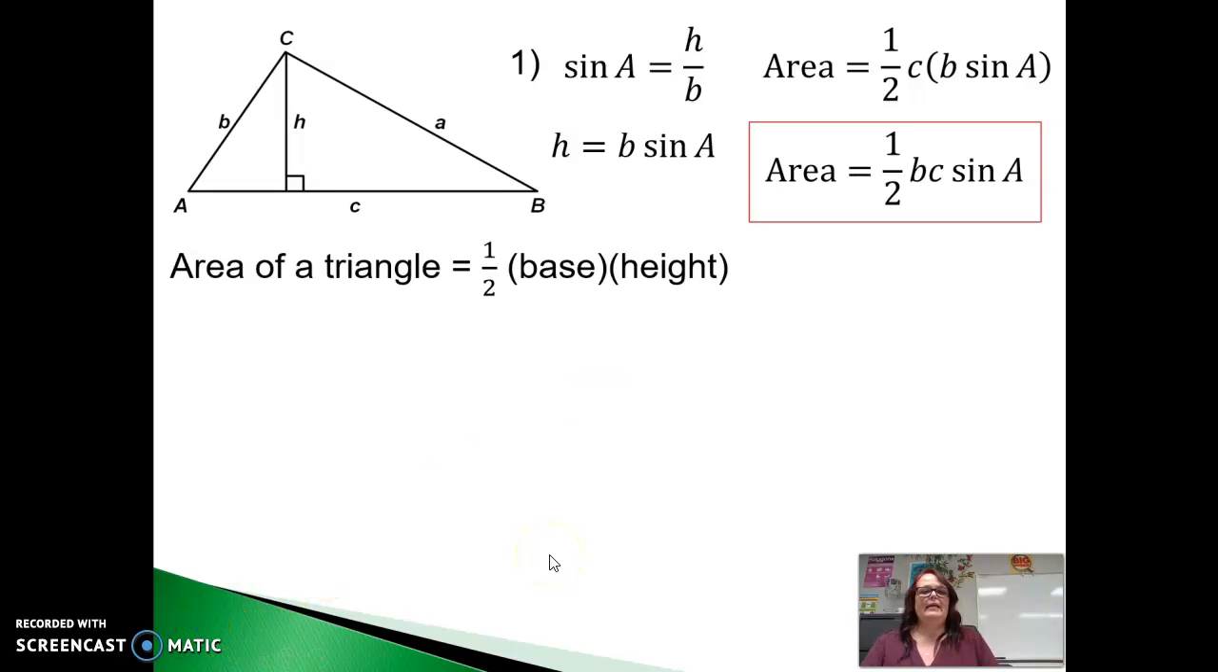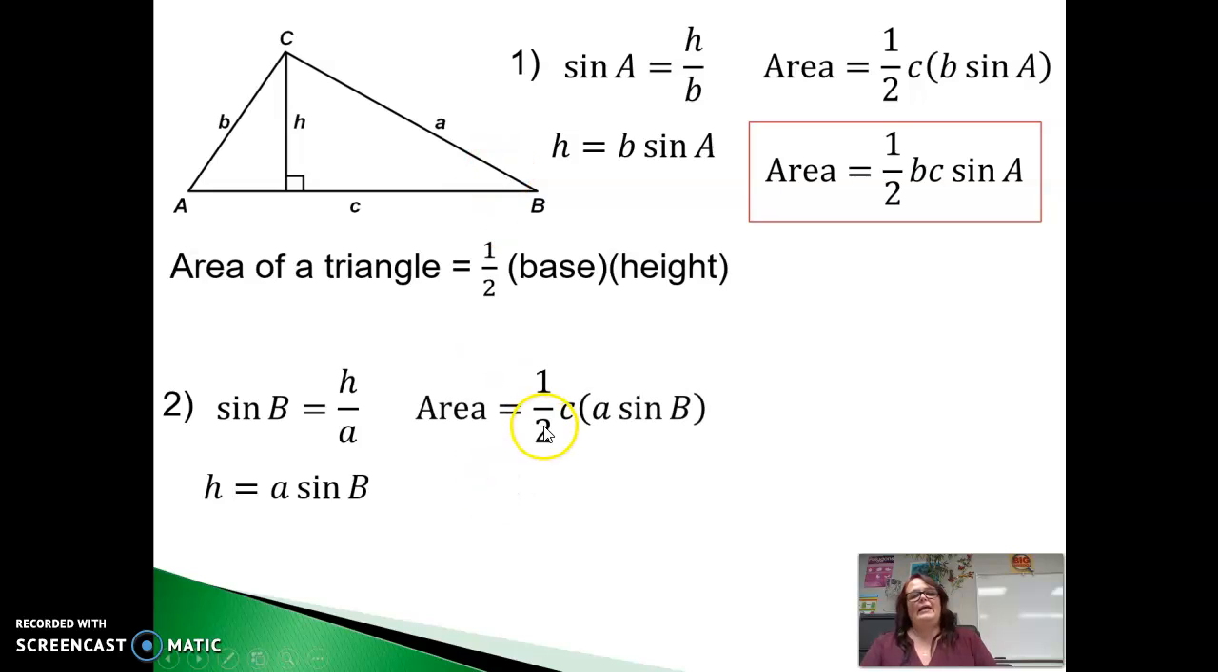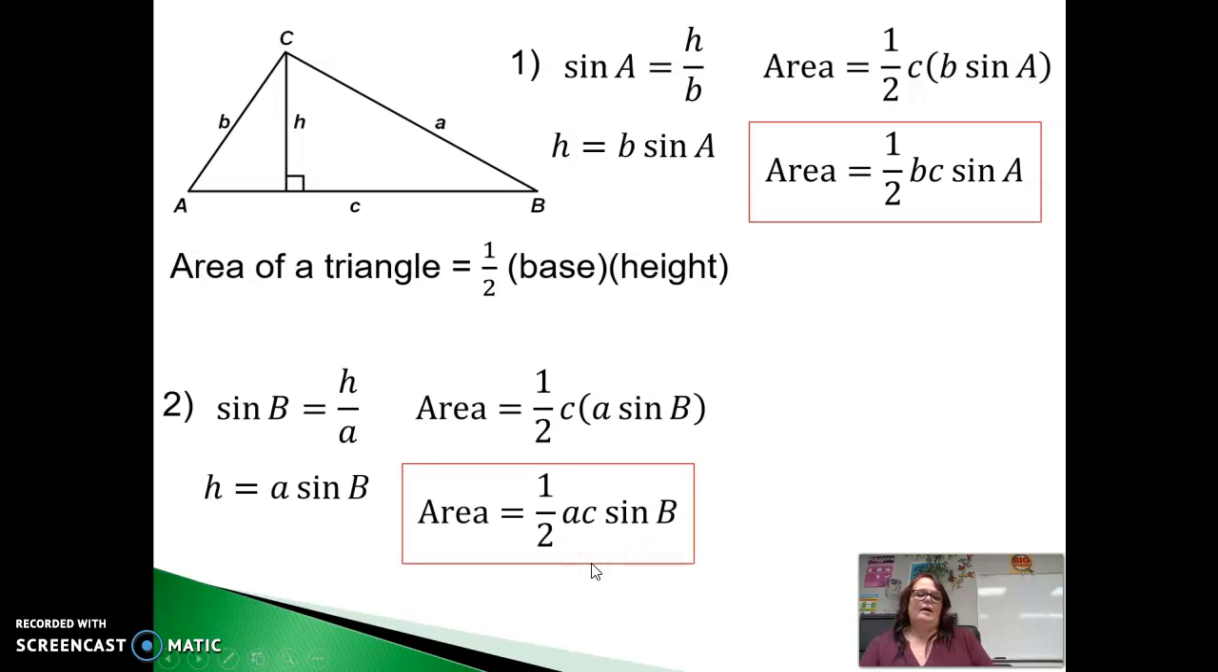All right, so then if I use the triangle on the right-hand side, we could say that the sine of B is equal to opposite over hypotenuse. So that's going to be h over a, meaning height over little a. And so then if we cross multiply, we get that the height is equal to a times the sine of B. So I'm still using the same height, so c is still the base of my triangle, and I get 1/2 the length of the base times the height. Or if we clean that up, we get 1/2 ac sine of B.